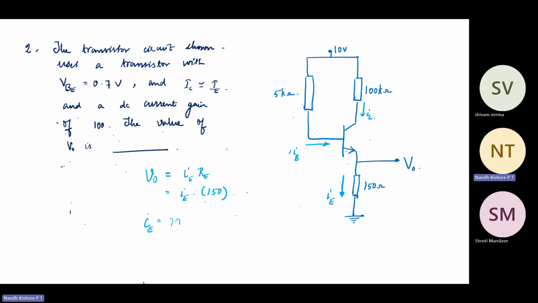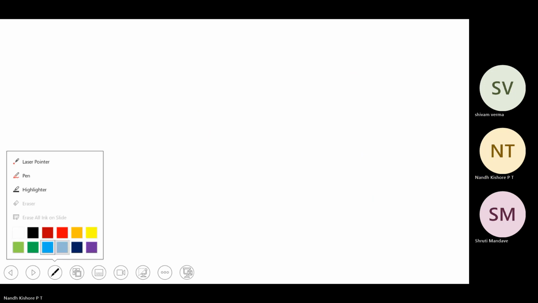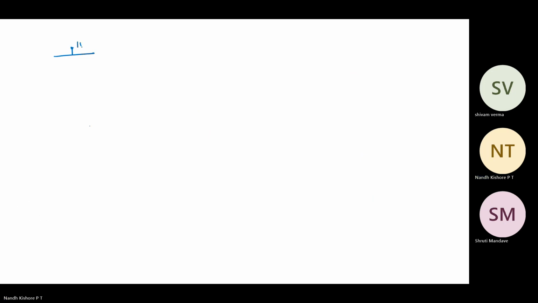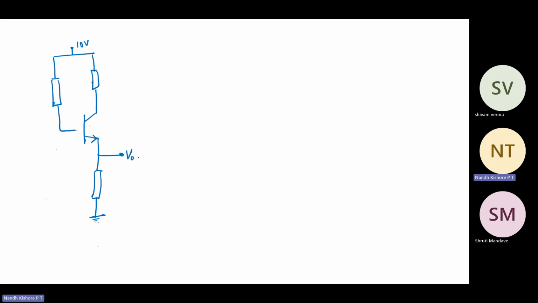So the first thing we will do is let's go to the next page and let me redraw the circuit once again. So you're having 10 volts over here and you have a resistor, you have another resistor. So your RB and RC are done. And you have another resistor over here, you have the ground and you are taking V naught over here. So this is your 5 kilo ohm, and this is 100K, and it's only 150 ohms.